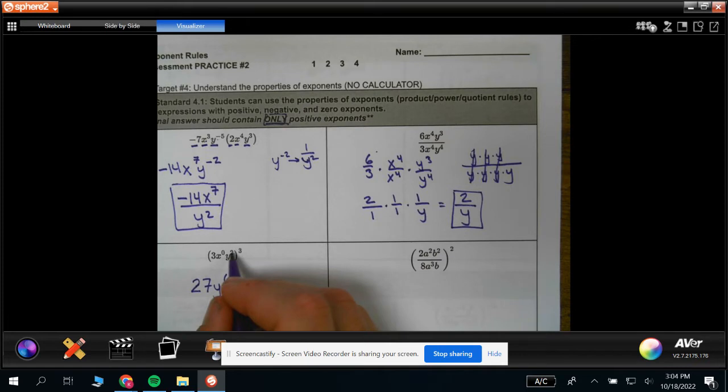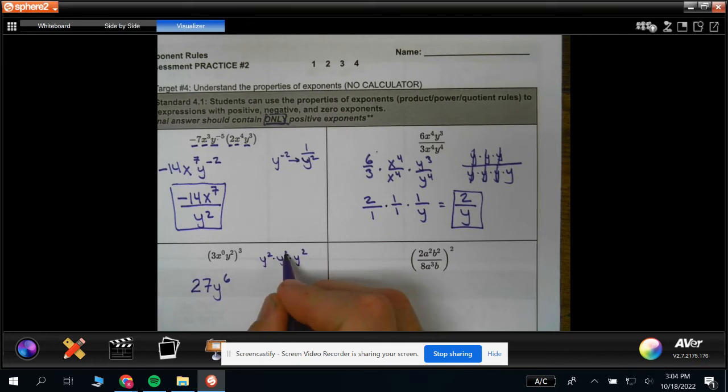Again, we multiply exponents. Power to a power. Why? Because this is like y squared times y squared times y squared. 2 plus 2 plus 2 is 6.